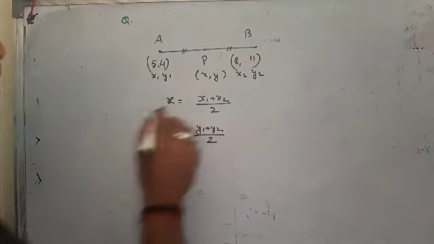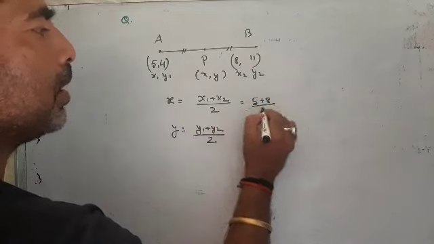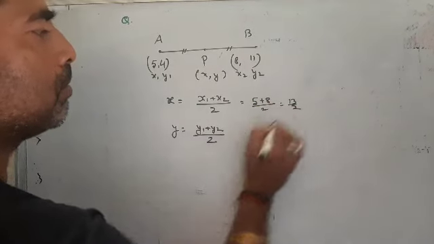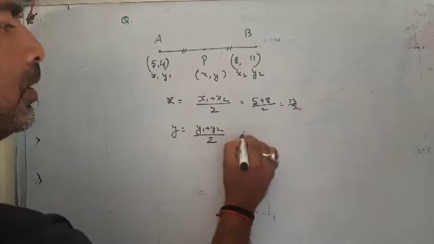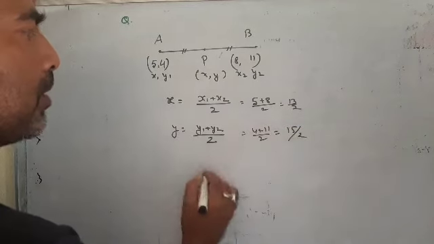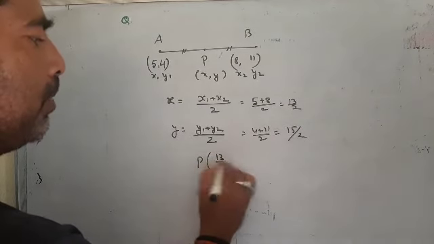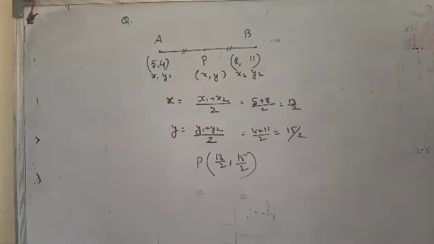Okay. So in place of x1 you put 5 plus 8 by 2, that is 13 by 2, and y1 plus y2, 4 plus 11, so 4 plus 11 by 2, that is 15 by 2. So these are the coordinates of P. So P is equal to 13 by 2 comma 15 by 2. Okay. So this is the midpoint formula, (x1 plus x2) by 2 and (y1 plus y2) by 2.